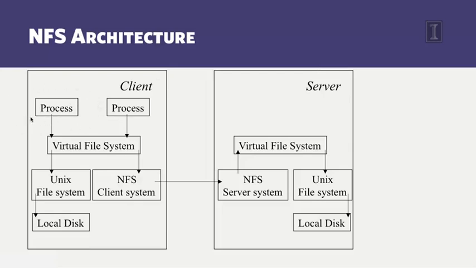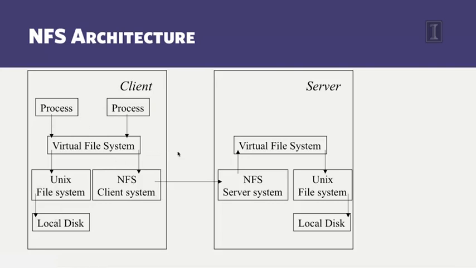The processes execute operations with what is known as a virtual file system module. You'll notice that there is a virtual file system module also on the server side over here on the right. When a process makes a call to the virtual file system module, it then decides, depending on whether the file is local or remote, whether to relay the call to the local Unix file system or to the NFS client system. If the file is local, then the Unix file system is accessed, and that in turn accesses the local disk and then returns the information directly to the process.